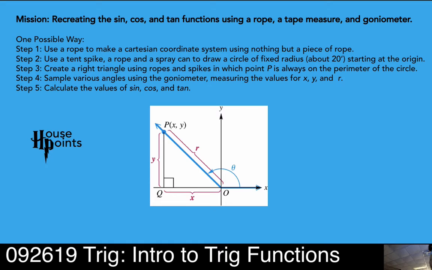And that ratio given for sine, that is going to be y over r. For cosine, it's x over r. And for tangent, it's, what is it? It's y over x. So, okay.